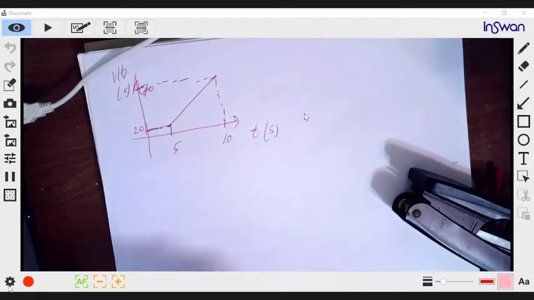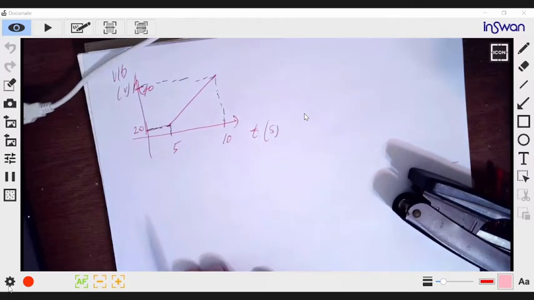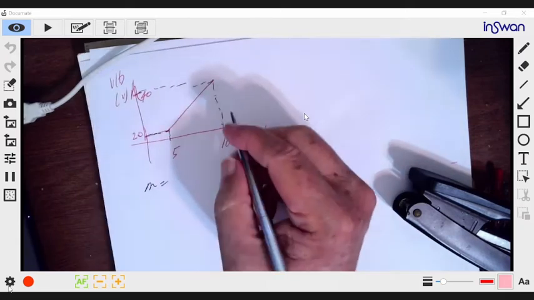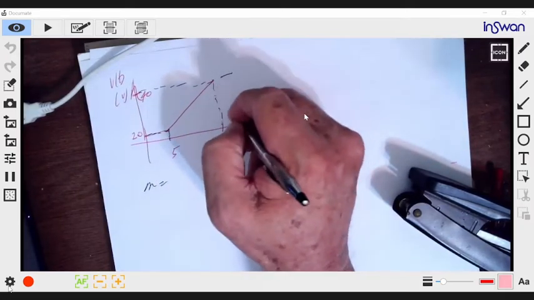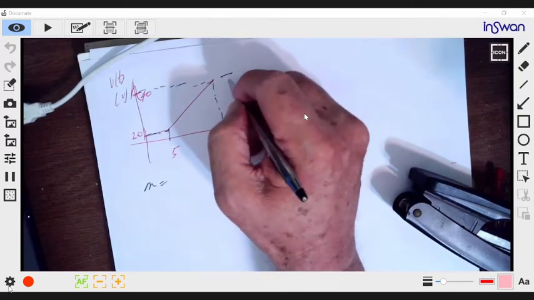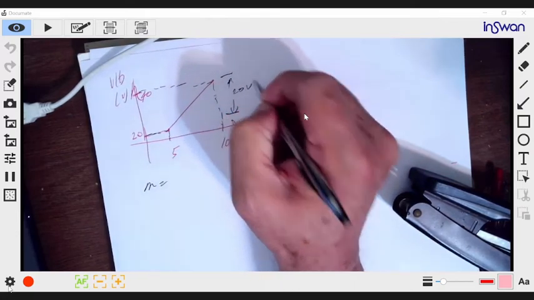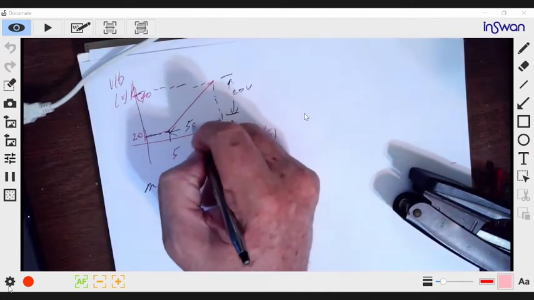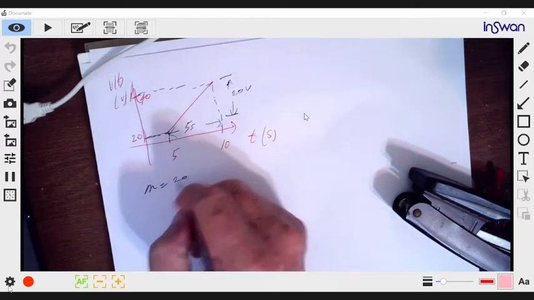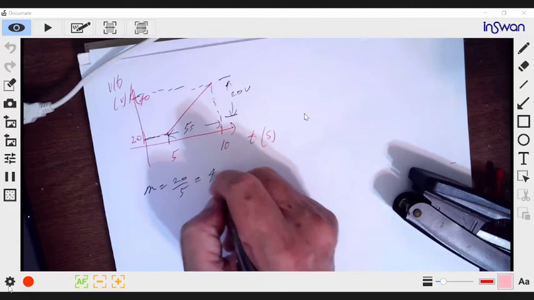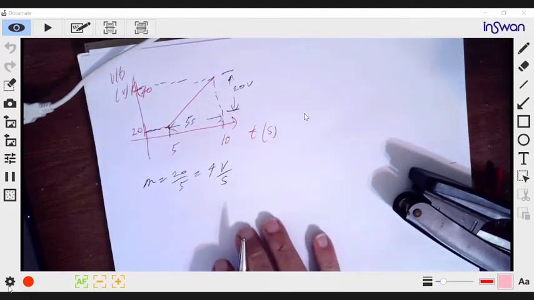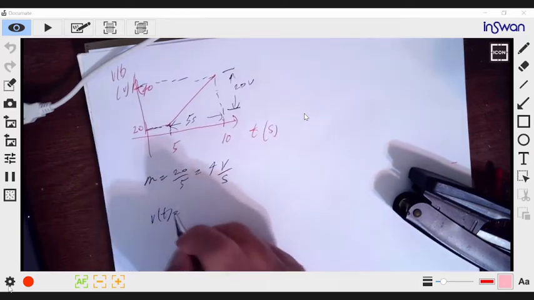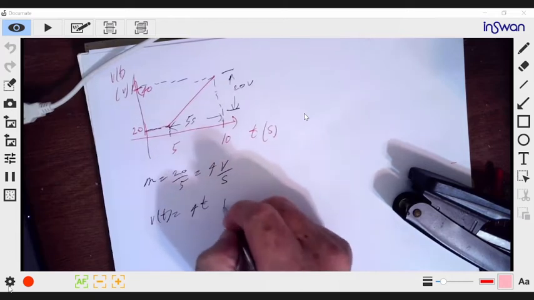All right, let me work it out before I say it's wrong. Pay attention, please. Clearly M is rise over run. And clearly the rise is 20 volts, and the run is 5 seconds. So 20 over 5 equals 4 volts per second. The slope is 4 volts per second. All right, now, so V of t equals 4t plus c.